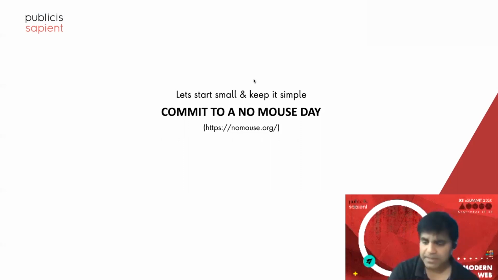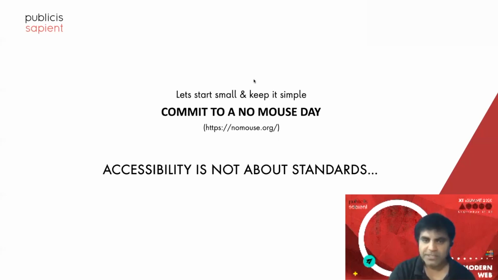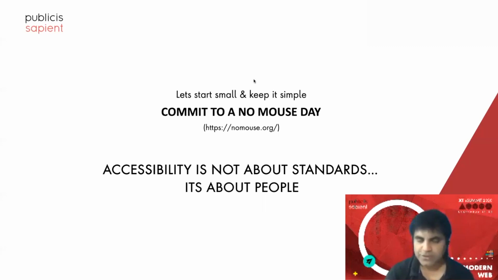Just to sum it up, one of the key messages that I would want to leave you all with is to make sure that you understand that accessibility is not about standards. It's not about compliance. It is not about AA, AAA. It's not about all that. It is about people, right? So don't look at accessibility as an afterthought. Look at accessibility as a means to providing a platform or an app which is equal for everybody to use.